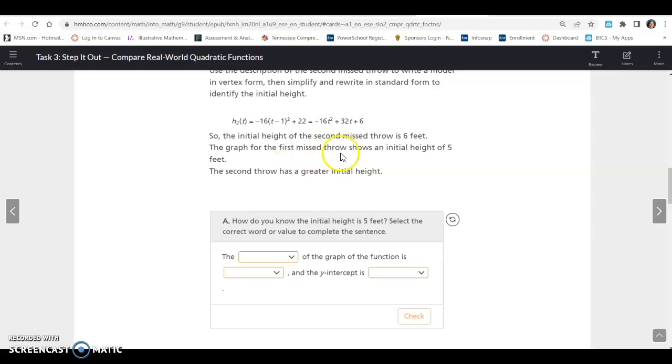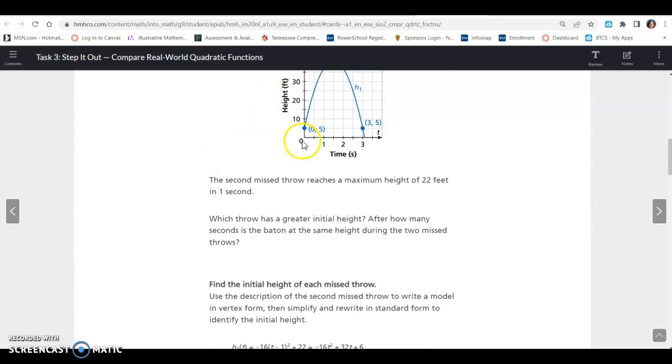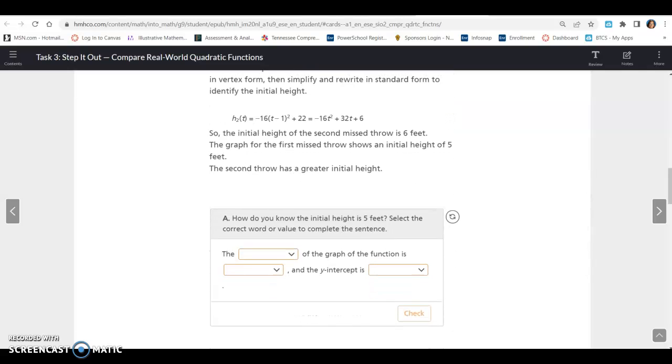The graph of the first missed throw shows an initial height of 5 feet, and that comes from looking at the graph. If you look at the graph, you can see that it started at 0.5, and that's how you know the initial height there. So the second throw has a greater initial height of 6 because 6 is greater than 5.